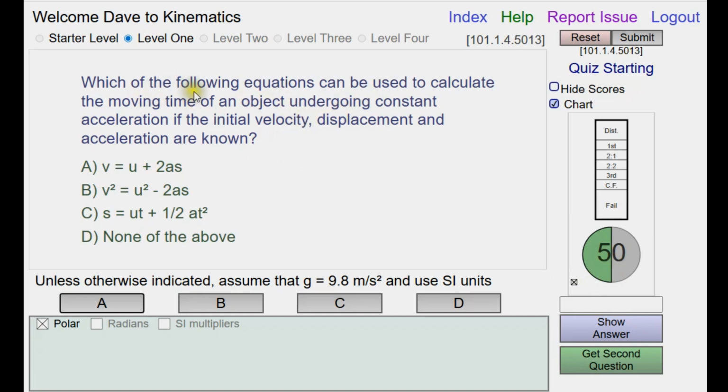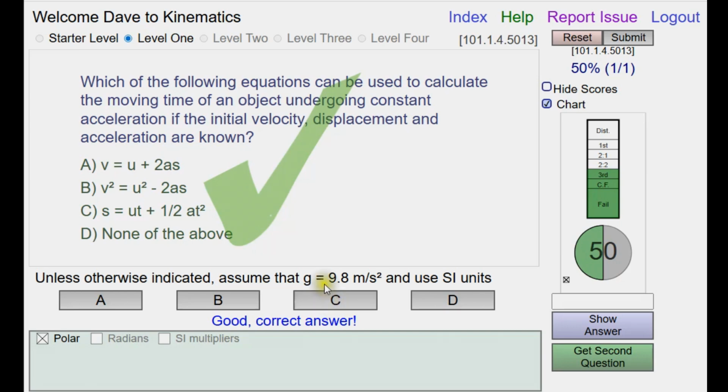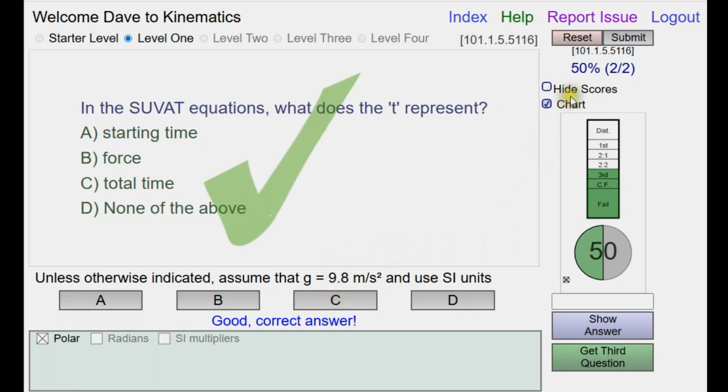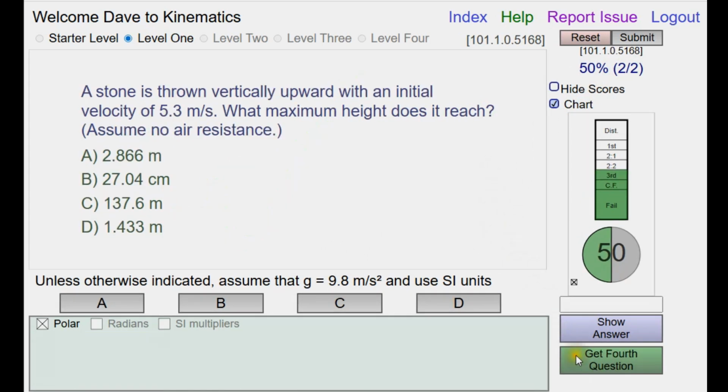So here we have question one. Which of the equations relates the time to the initial velocity, the displacement, and the acceleration? I think it's C. Good. It now says 50% up here. That's my average mark so far, and I've got 1 out of 1 questions correct. Second question. What does the T represent? Very straightforward. Answer C. Looking good. Mean still 50%, 2 out of 2 questions correct. Get third question.